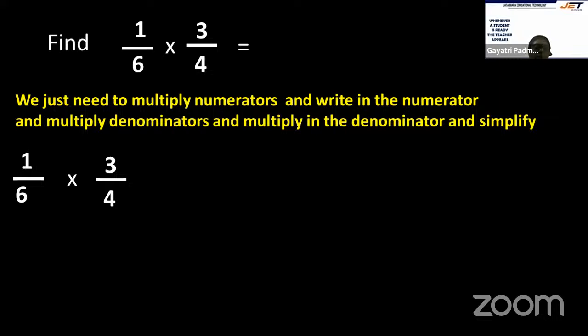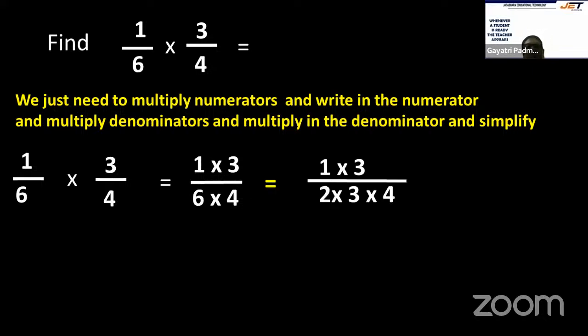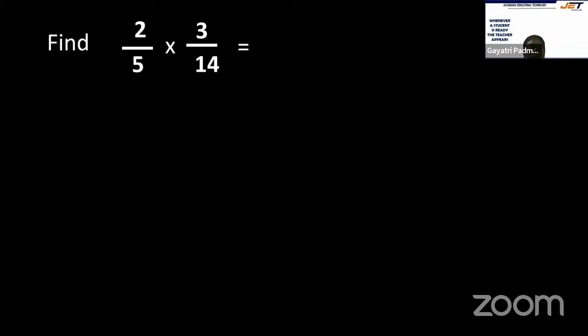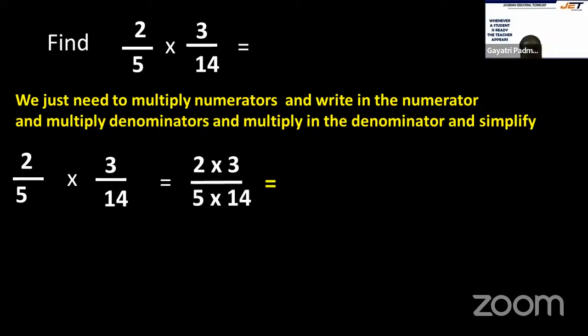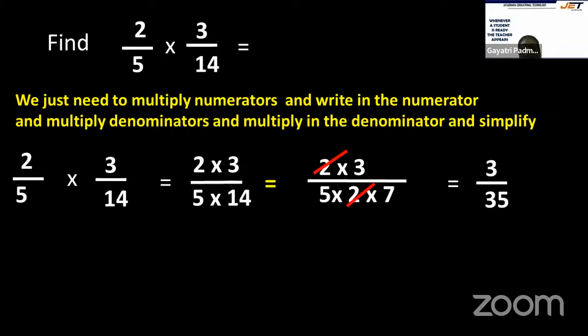So 1 by 6 into 3 by 4. You're taking 1 into 3 by 6 into 4, which is 1 into 3 by, the 6 can be written as 2 into 3 into 4. Alright, so you get 1 by 8. Next, 2 by 5 into 3 by 14. We multiply numerators and multiply denominators and simplify. 2 into 3 by 5 into 14, which is 3 by 35.